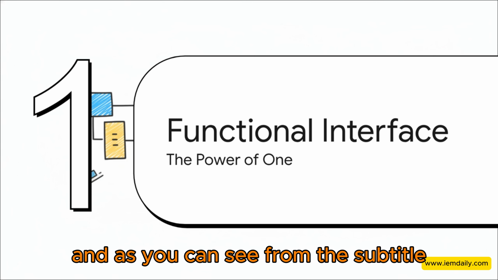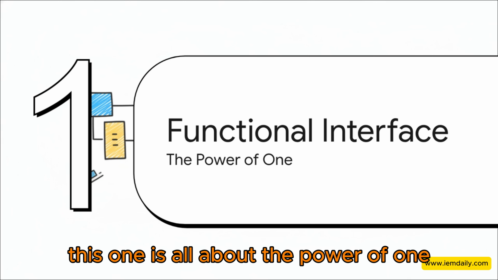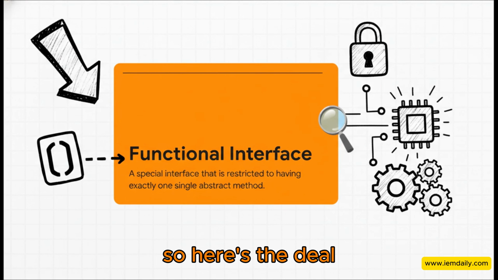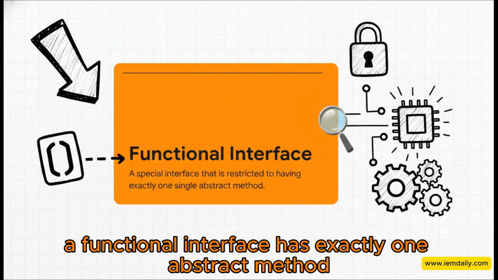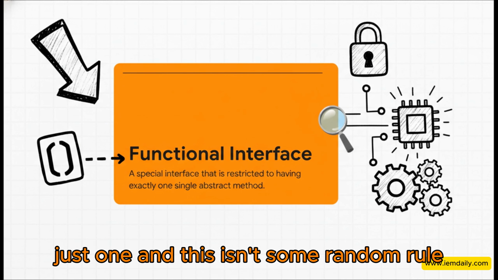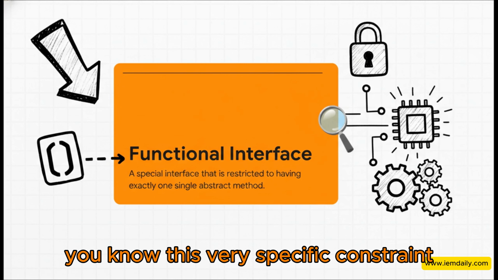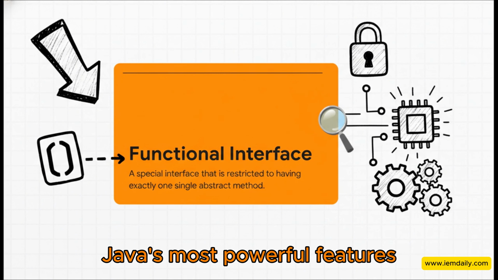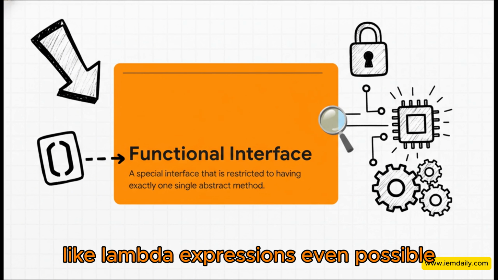Okay, next up is the functional interface. And as you can see from the subtitle, this one is all about the power of 1. So here's the deal. A functional interface has exactly 1 abstract method. Not 2, not 0, just 1. And this isn't some random rule, you know? This very specific constraint is what makes some of modern Java's most powerful features, like Lambda expressions, even possible.